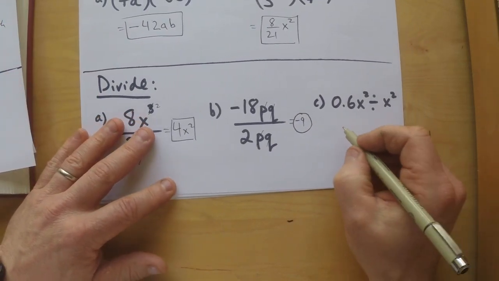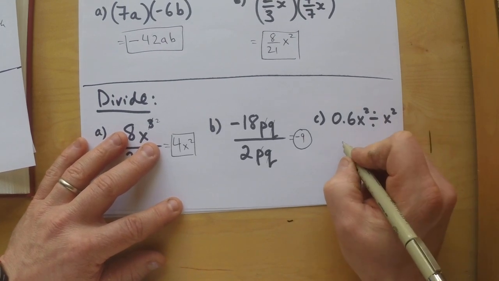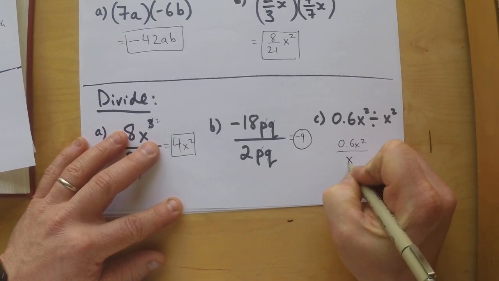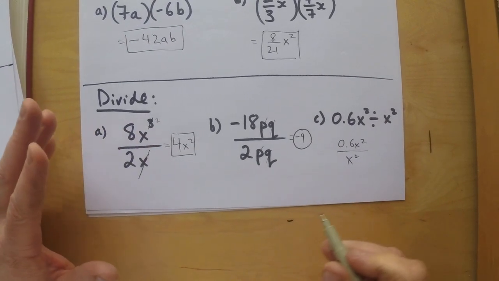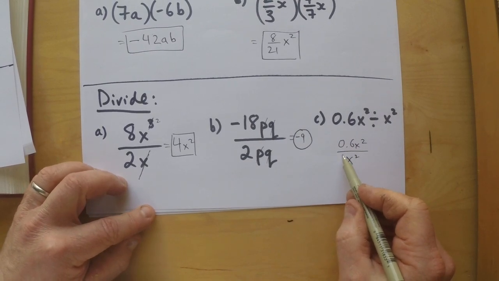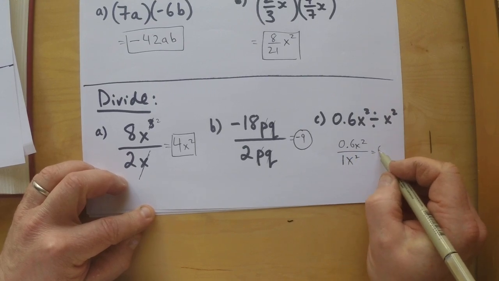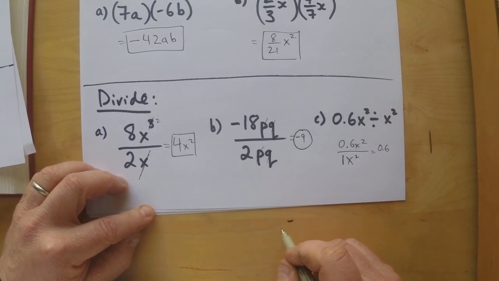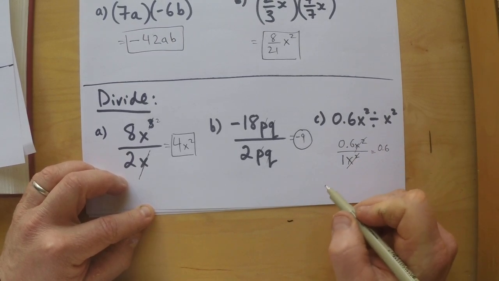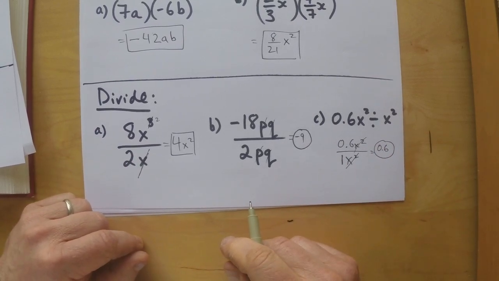And the last one, if they use the old division symbol from your elementary days, you could either leave it like that, or you could write it like this. And this again bugs people because they're like, man, I'm supposed to divide coefficients. What's the imaginary coefficient here? There's an imaginary 1. What's 0.6 divided by 1? Well, that's pretty easy. That's 0.6. And then what's x squared divided by x squared? It'll divide completely out because they're both the same, and you're just left with 0.6.